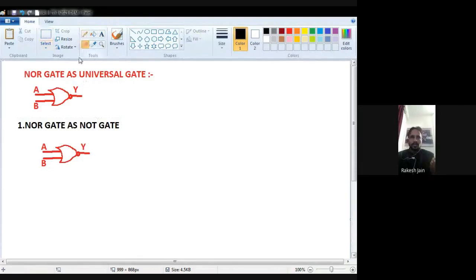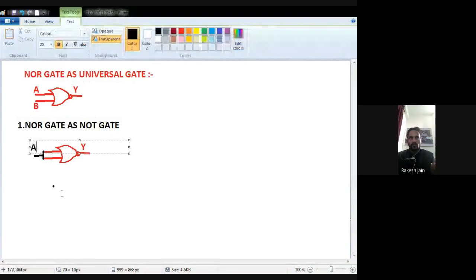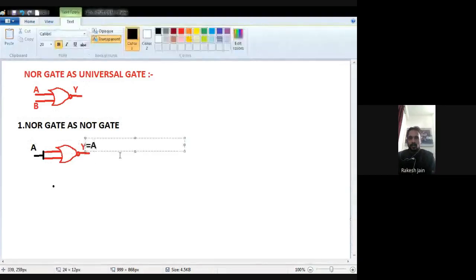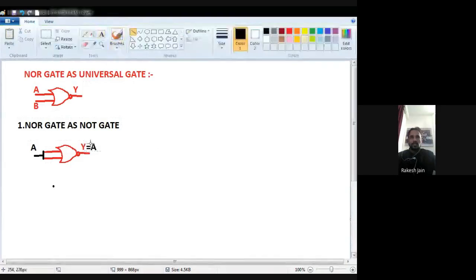Very simple. Instead of these two inputs, just use a single input by connecting both the inputs, and only give a single input. I change the color so that you can understand where I do the change. So only one input is there, that is A. So the output Y becomes A bar. So output is just the complement of input.